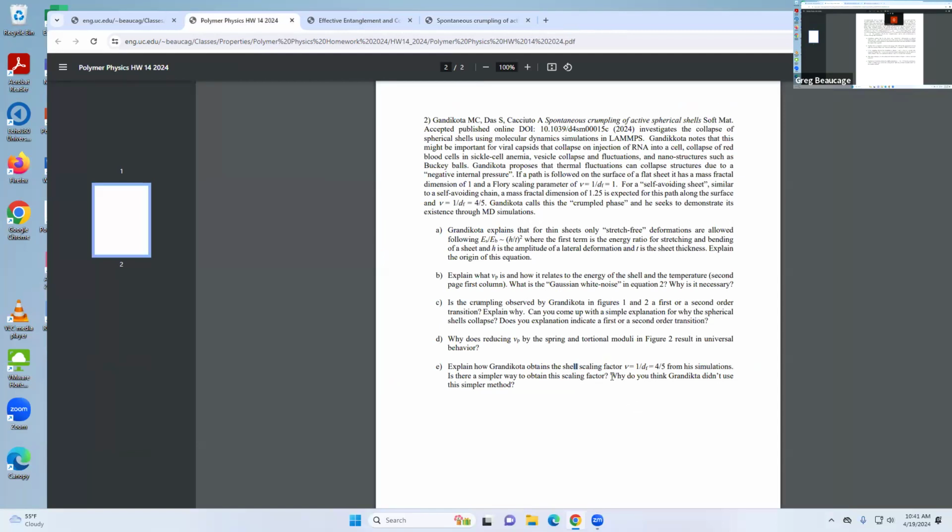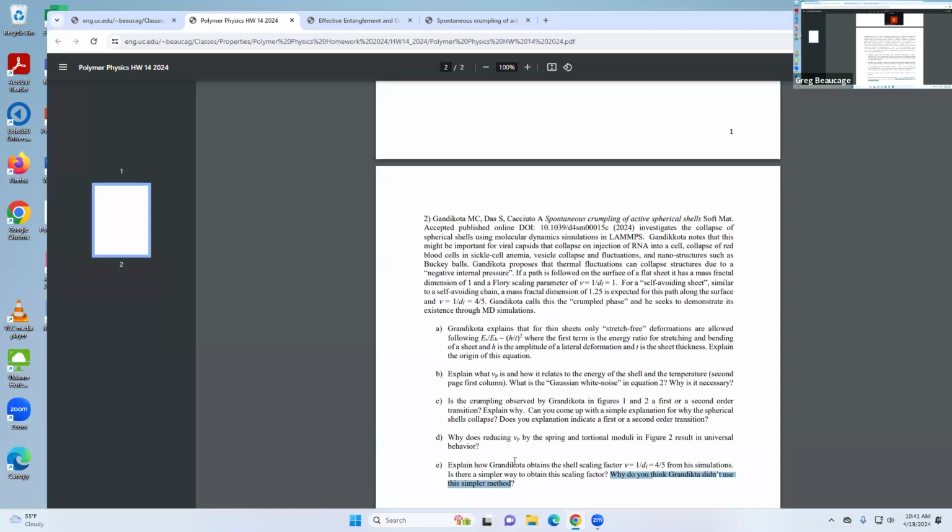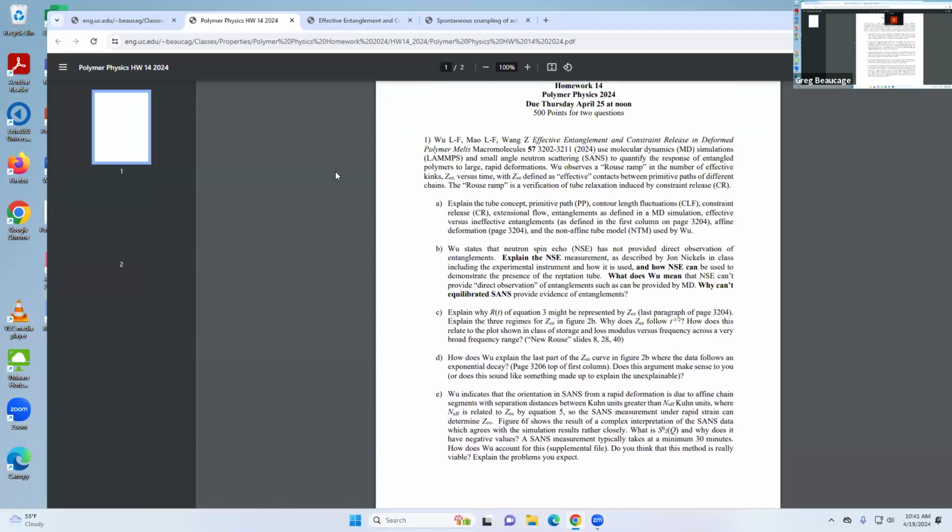But why do you think he didn't use a simpler method, like just drawing a line? There isn't an answer to that. Probably my hunch is it didn't work. A lot of these things are like, if there's some question like that, it's because it didn't work. All right, so that's the easy paper. Any questions on that thing?